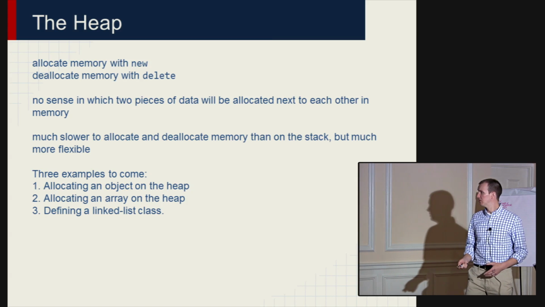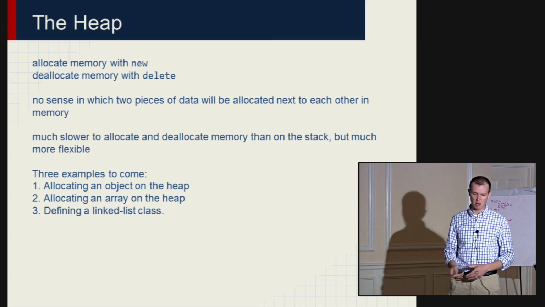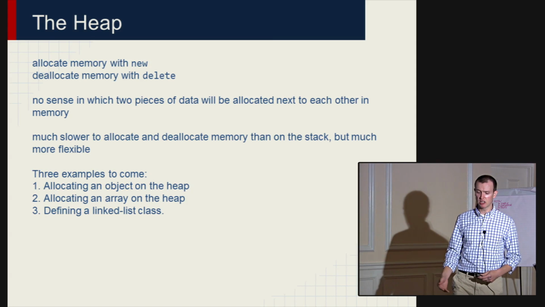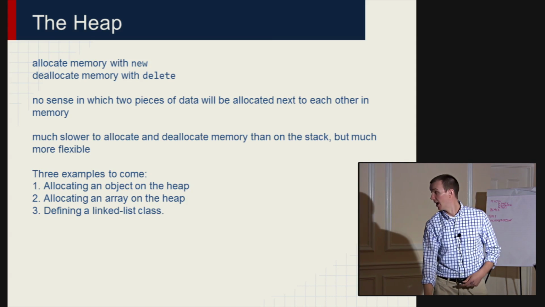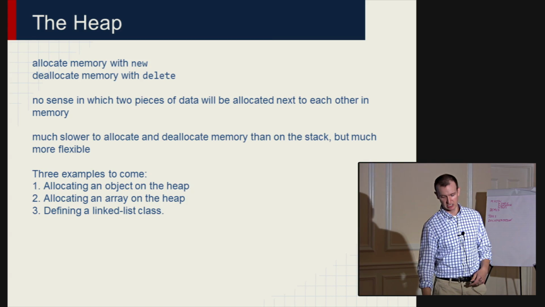It's much slower to allocate and deallocate memory on the heap than it is on the stack, but it's much more flexible. Okay, so I'm going to give you 3 examples: allocating an object on the heap, allocating an array on the heap, and allocating, say, a complicated linked list class.